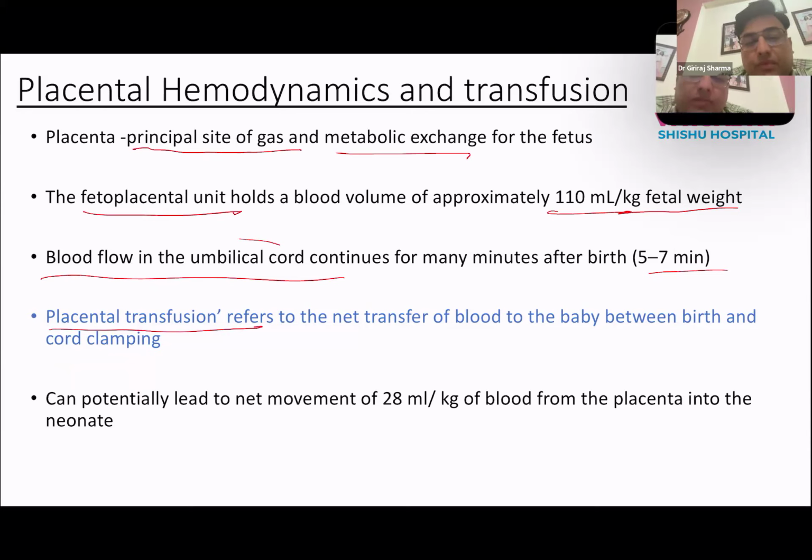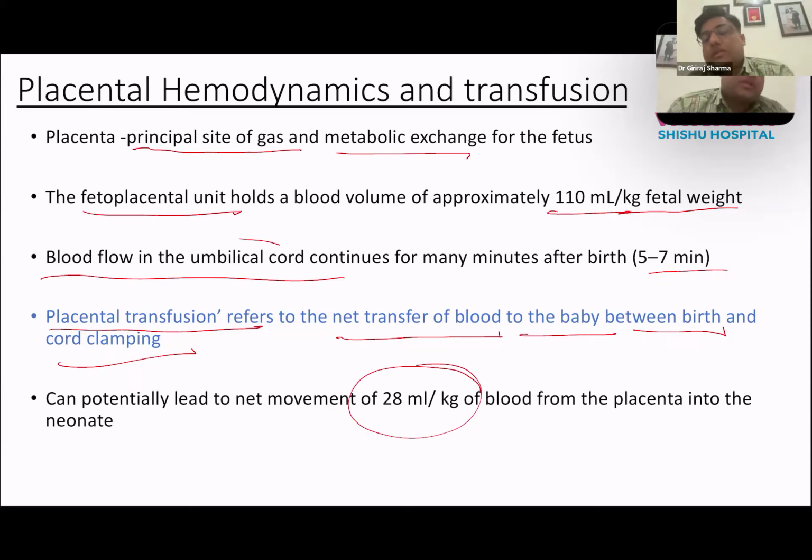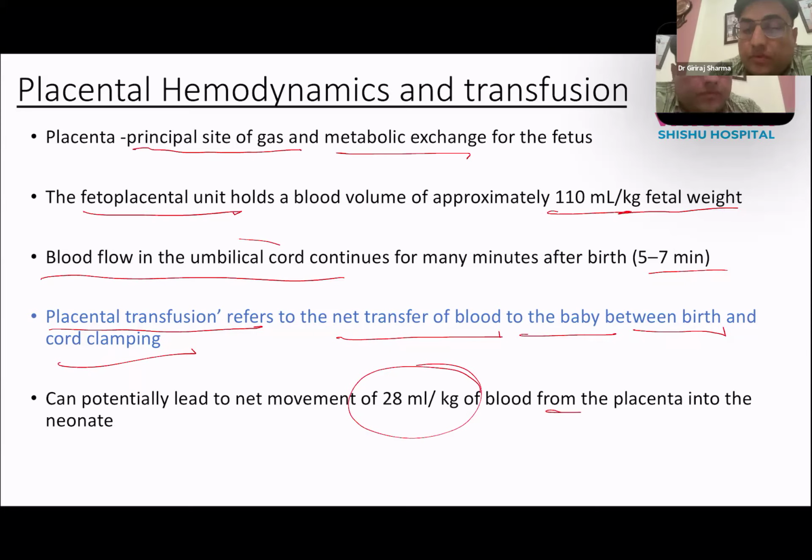So what is placental transfusion? It is the net transfer of blood to the baby after birth before cord clamping. In this, the baby can get 28 ml per kg of extra blood from the placenta.